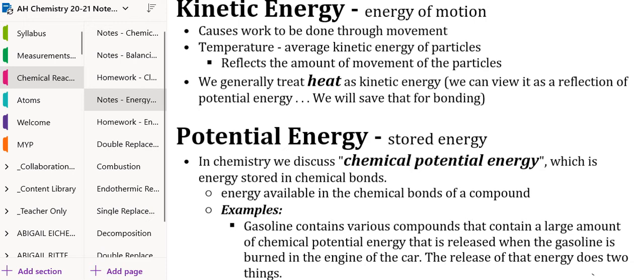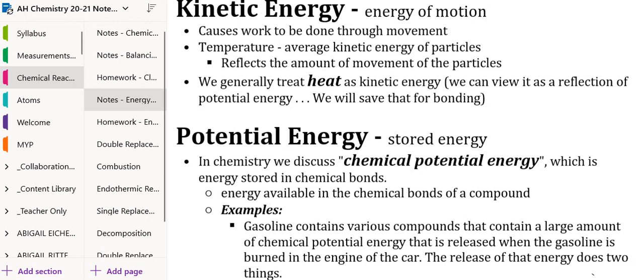Those are all examples of different forms of energy. And so energy, the broad definition, is the ability to do work. When we talk about energy, we can divide it up into two main categories, and that is kinetic energy. Kinetic energy is energy of motion, how much things are moving. And then potential energy is stored energy.